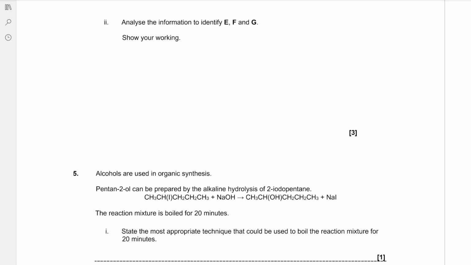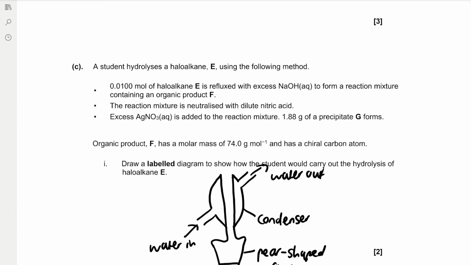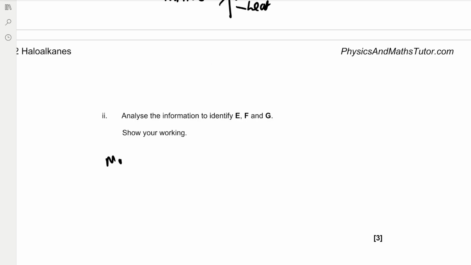So analyse the information to find E, F and G. Show your working. So let's have a look at the information again. We've got 0.01 moles of the haloalkane reacting with excess sodium hydroxide to form a reaction mixture containing organic product F. The reaction mixture is neutralised with dilute nitric acid. Excess silver nitrate is added to the reaction mixture. 1.88 grams of precipitate G forms. So the first thing we can find out is the molar mass of precipitate G, which is calculated by dividing the mass by the moles, which is 1.88 grams divided by 0.01 moles, which gives 188 grams per mole.